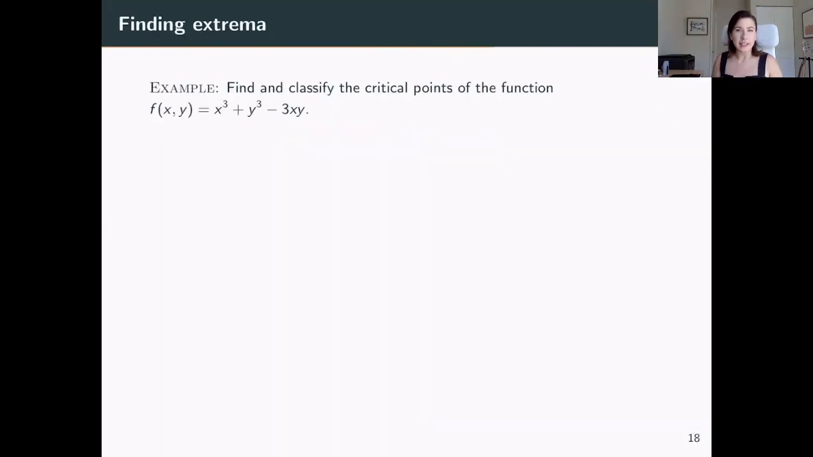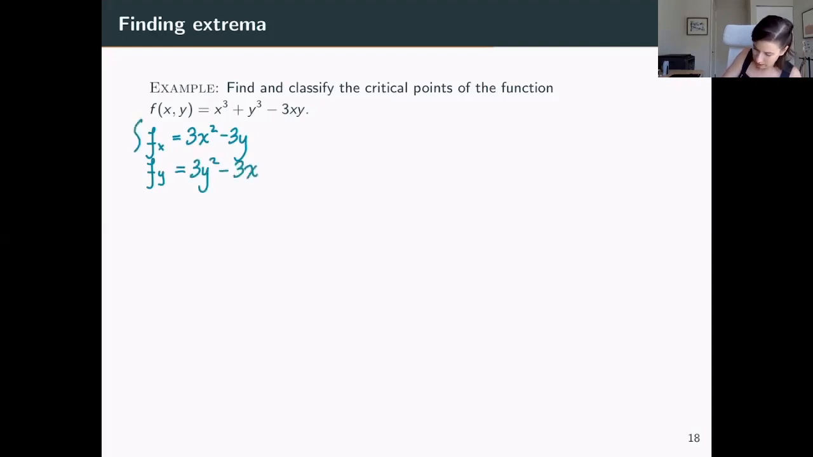Here's a slightly more complicated example where our second order partial derivatives are not going to be as straightforward. But we do get to follow a similar strategy, evaluating our partials with respect to x and y. For our partial with respect to x, we get 3x squared minus 3y. And for our partial with respect to y, we'll get 3y squared minus 3x. We're trying to solve this when both of these are equal to 0.